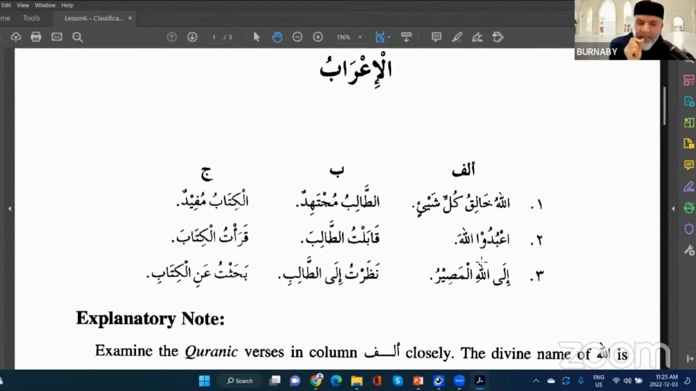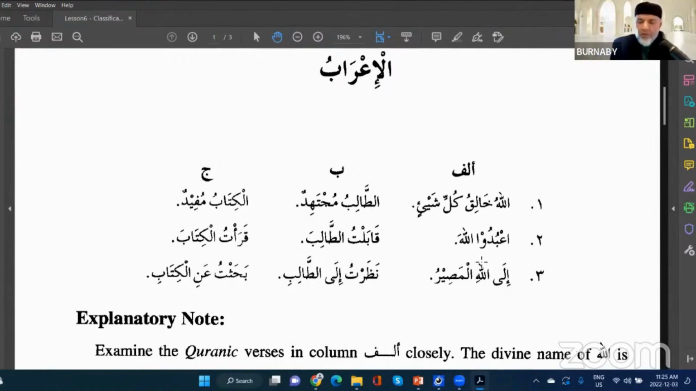Is al-kitaba rafa, nasab or jar? Nasab, because the letter ba has the fatha on it. Why is there only one fatha? Can somebody explain to me? Because the alif and lam, the al, is there. MashaAllah. Jazakallah khair.